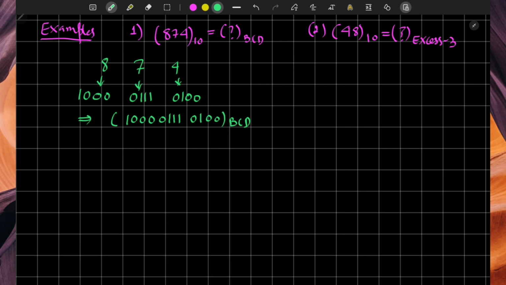Now in another example, 48 in decimal is to be converted into XS3 code. So I may write here 4 and 8 separately. We have to add 3 to both of them individually. So 8 plus 3 is equal to 11 and 4 plus 3 is equal to 7. Then 7 is to be written in its 4-bit binary equivalent, 0111, and 11 is equal to 1011. So the XS3 code is equal to 0111 1011.